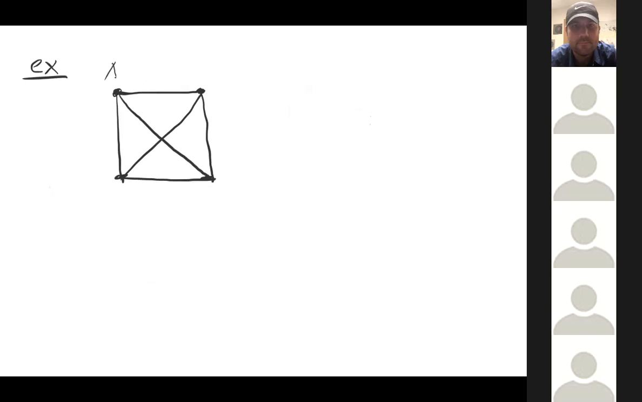So A, B, C, D. First of all, there's 4 vertices in this, right? This is a complete graph because A is connected to all 3, B is connected to all 3, D is connected to all 3, and C is connected to all 3. So how many different Hamiltonian circuits are there going to be? Well, it'd be n minus 1 factorial, which is 4 minus 1 factorial, which is 3 factorial, which is 3 times 2 times 1, which is 6.